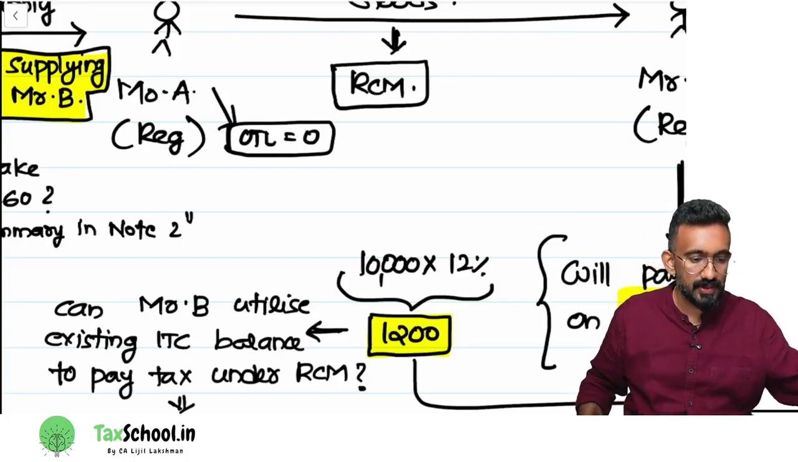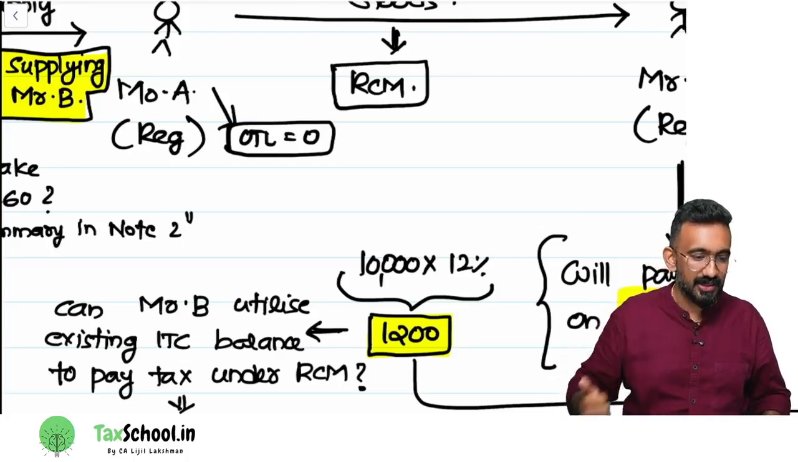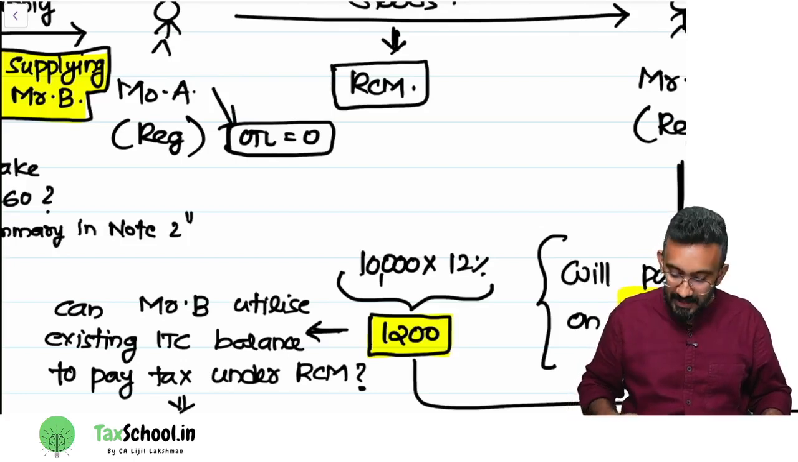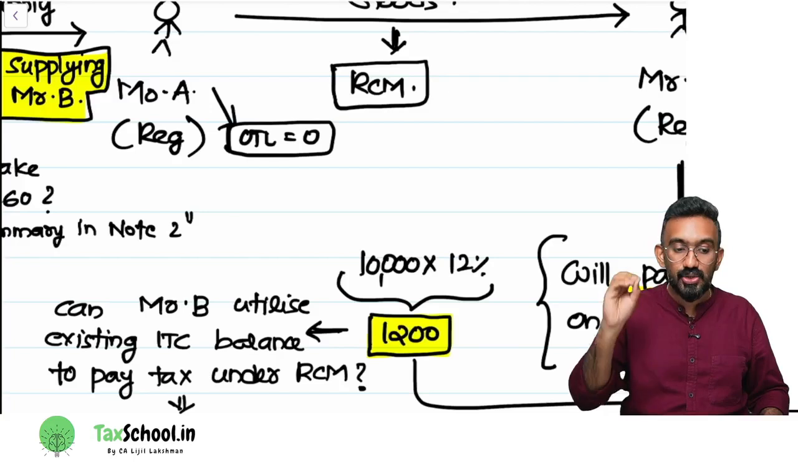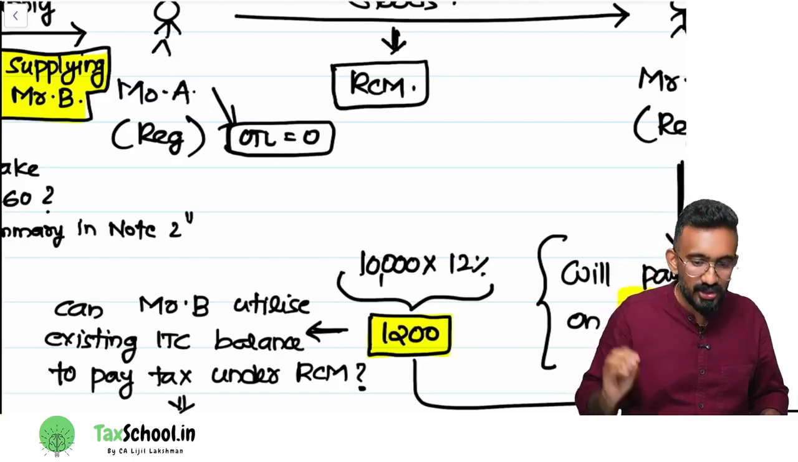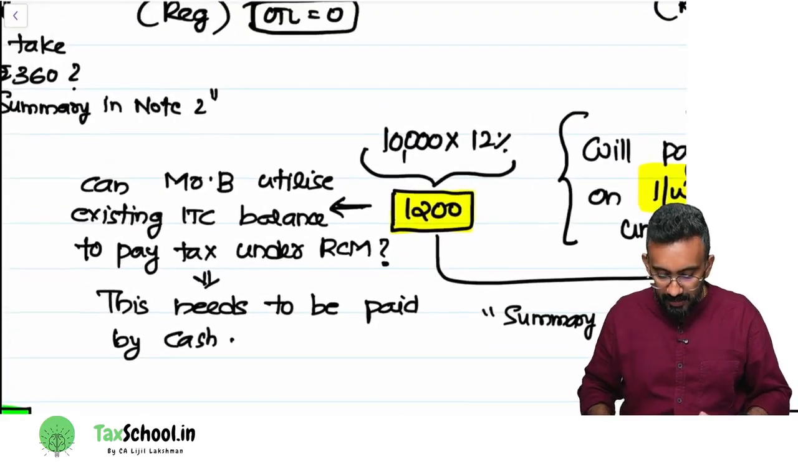Can they use this? Can Mr. B pay this 1,200 with your ITC and the knockoff? Yes or no? I need a thumbs up or thumbs down for that. Can they do that? The answer is no. Why? Because whatever tax you have to pay under RCM needs to be paid by cash. You cannot use your ITC to pay that. So this needs to be paid by cash.